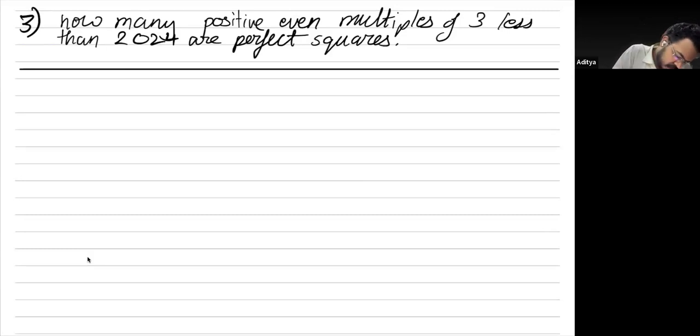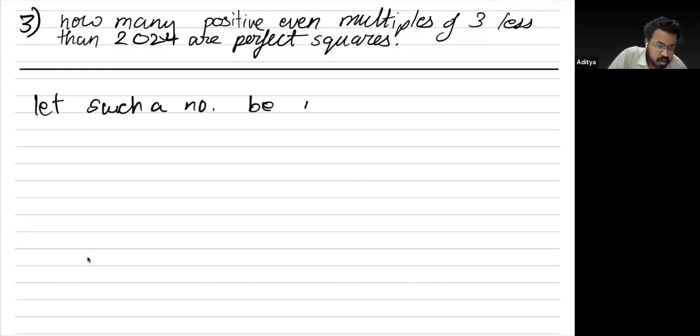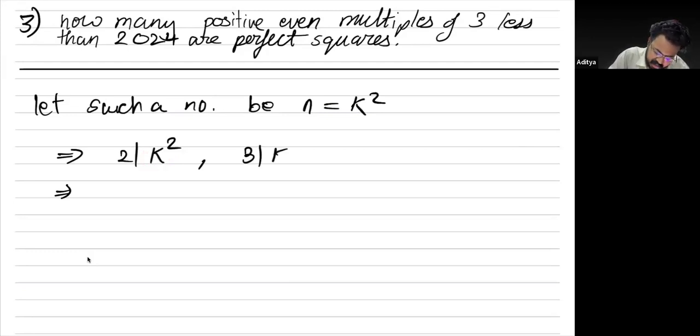Okay, I'll start with the solution. How many positive even multiples of 3 less than 2024 are perfect squares? So let such a number be n. Shivam not correct. Abhyuday not correct. Let such a number be n. This implies 2 divides n and 3 divides n, which implies, if n is a perfect square, n is equal to k square I can write. And wherever I have n, I can replace it with k square.